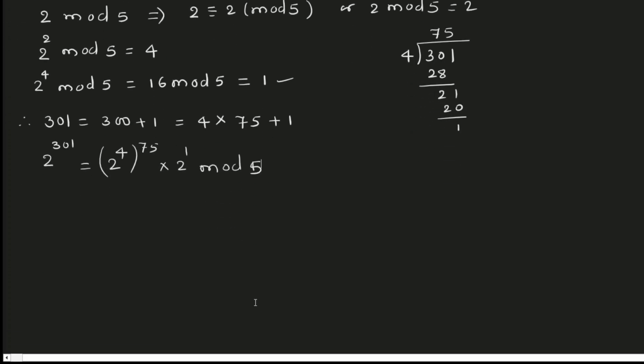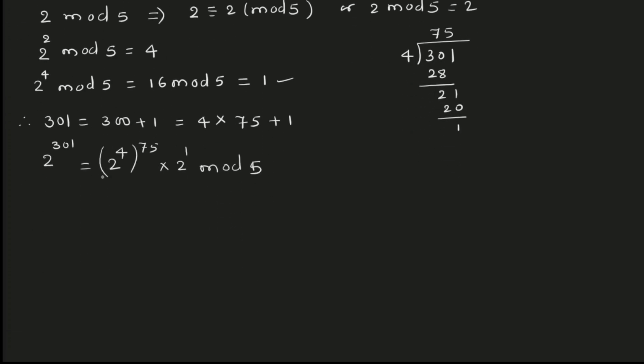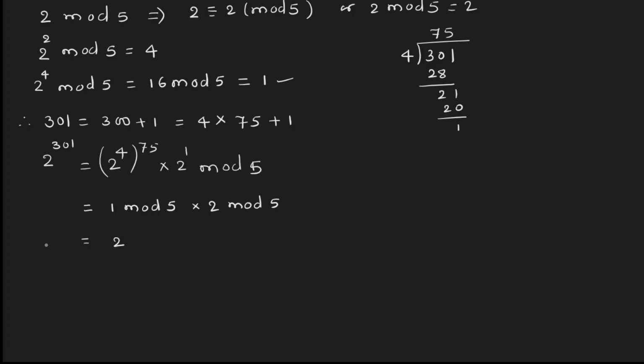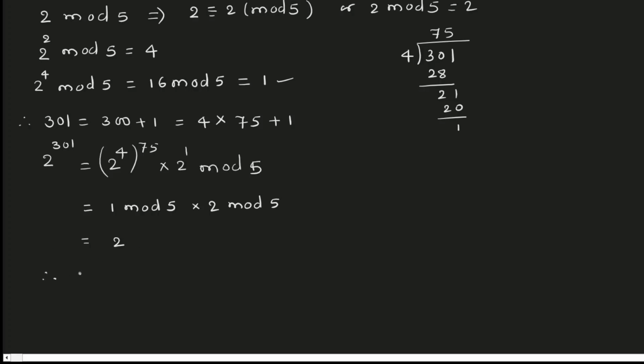What happens now? 2 raised to 4 to the 75 is what? What is the remainder? The remainder is 1. So 2 raised to 4 to the 75 mod 5, you can write it as 1 mod 5 into 2 mod 5. Understood? Now this is equal to 2 into 1, 2. So the remainder is, or you can write 2 raised to 301 is congruent to 2 mod 5.